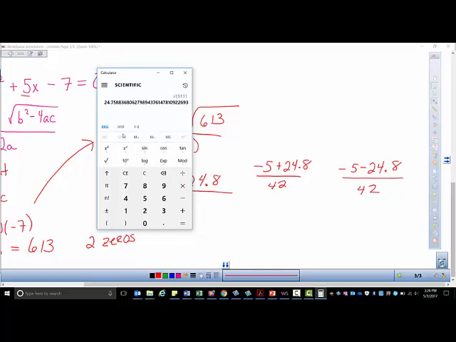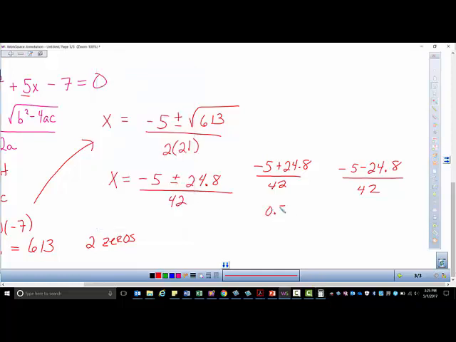I'm going to clear. I don't know how to clear. I'm going to figure that out. There we go. So I have negative 5 plus 24.8. Oh, I did something wrong there. 24.8 divided by 42. And I get 0.5 for this answer. There's one of my zeros.